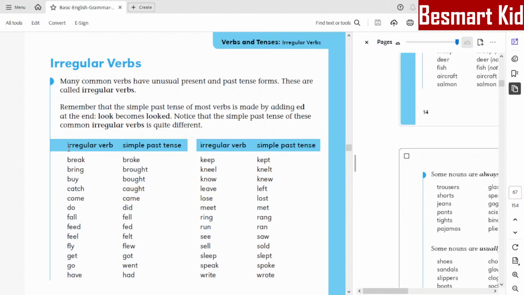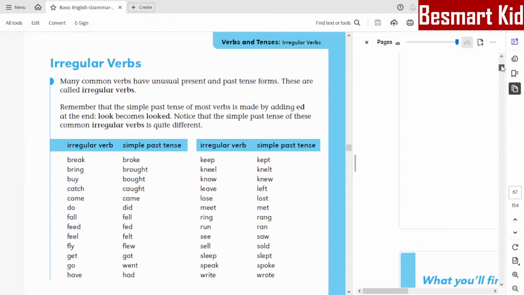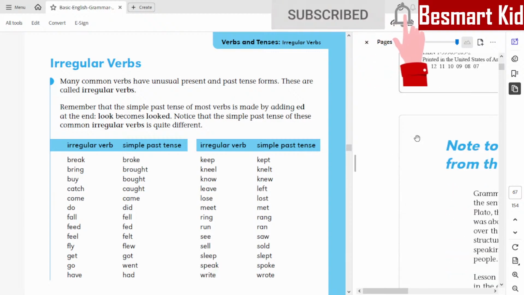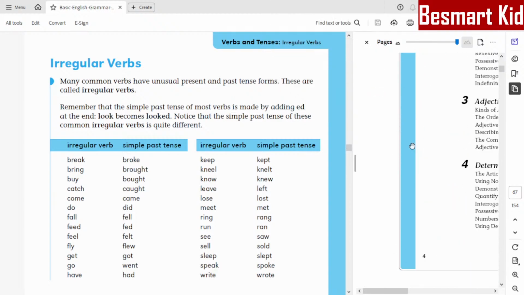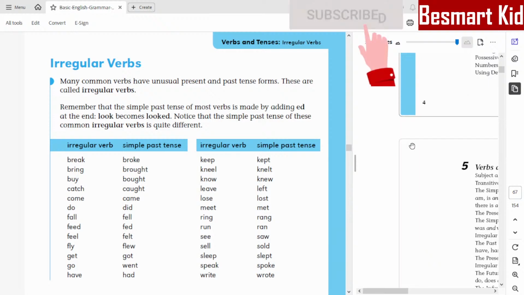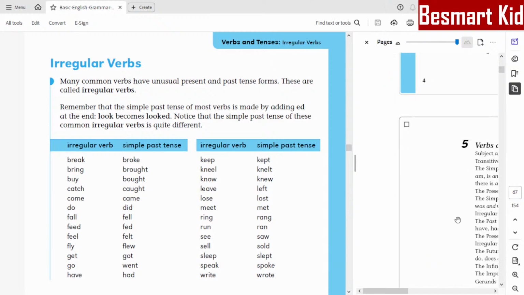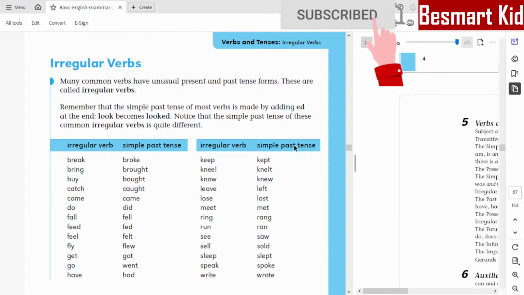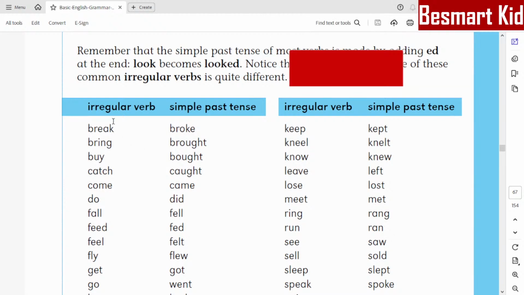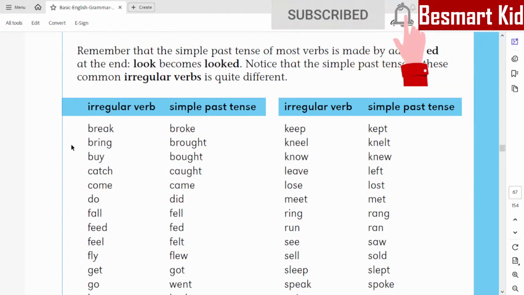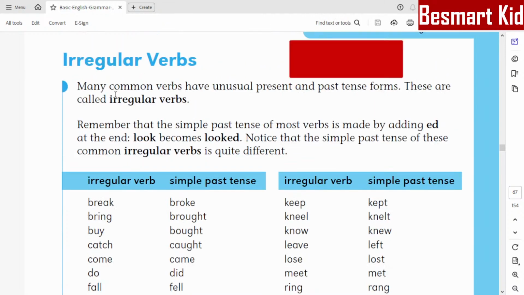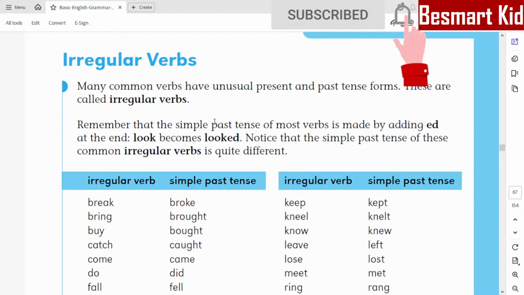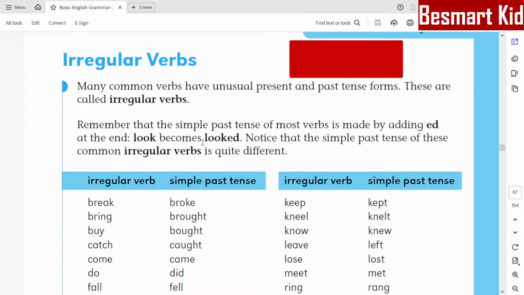So, we have here irregular verb and here the simple past. So here we have the regular verb break, it will be broke. So the irregular verbs change the whole way of forming the past.